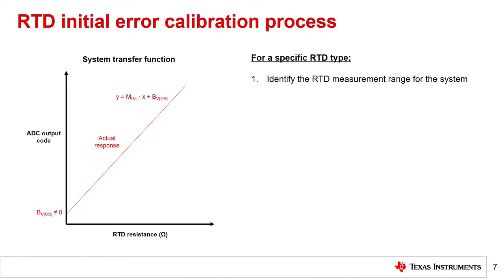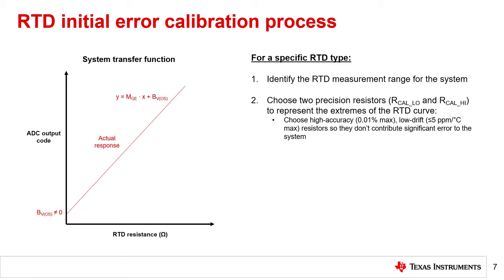Therefore, the first step in the process is to identify the RTD measurement range of the system for a specific RTD type. For example, the system needs to measure a PT100 from -50 to 250 degrees Celsius. Importantly, this process only works for this specific set of conditions. If different RTD types need to be measured or the temperature range changes, the calibration process needs to be repeated.